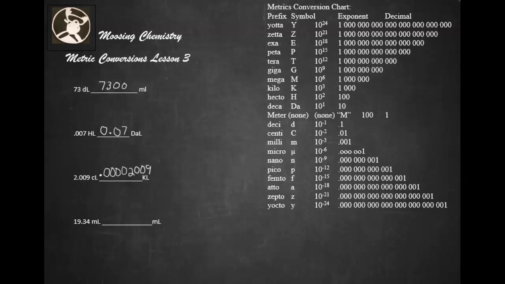Says that it's 19.34 milliliters, and we want to convert that to milliliters. So the first thing you do is this. You write down 19.34. Does it have a decimal? It absolutely does. So let's look at that milliliter, and we want to go to milliliter. So they're the exact same size. As a matter of fact, 19.34 milliliters is 19.34 milliliters.